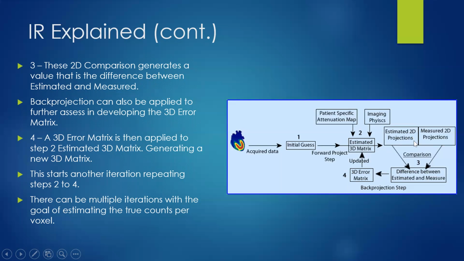It then repeats itself and does it again and again, and hence the word iterative reconstruction. So multiple iterations is the goal. And in the process, what we're trying to do is find out what the true counts per voxel are, the three-dimensional pixel, per voxel.